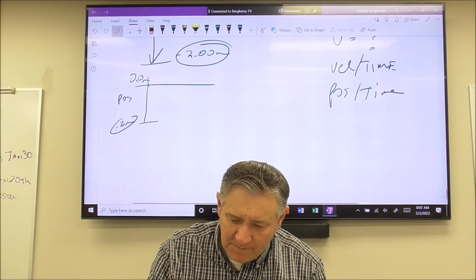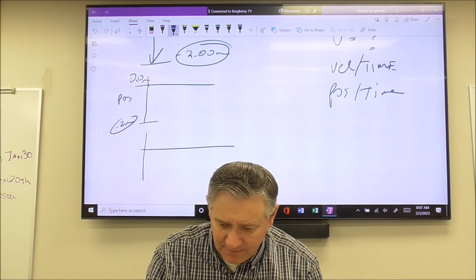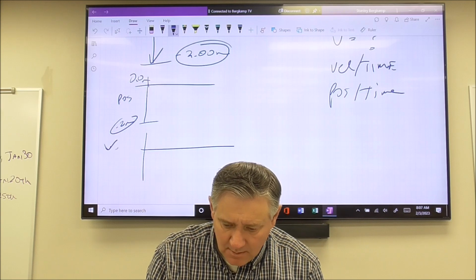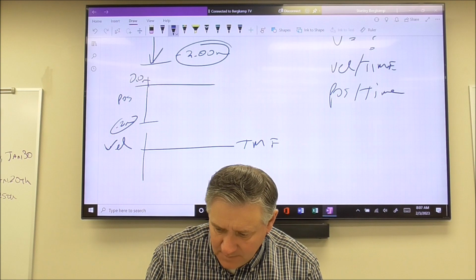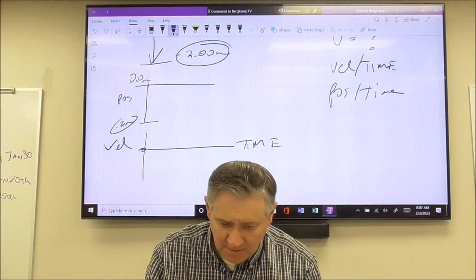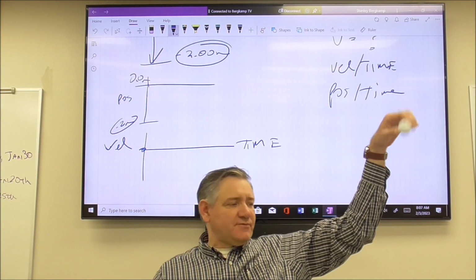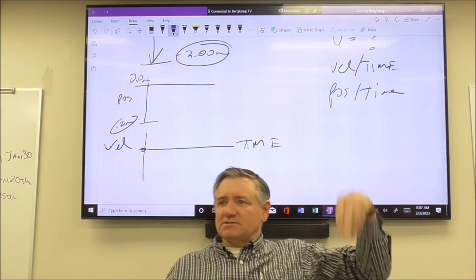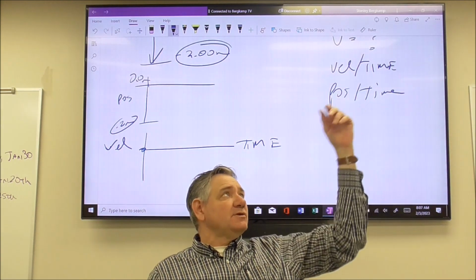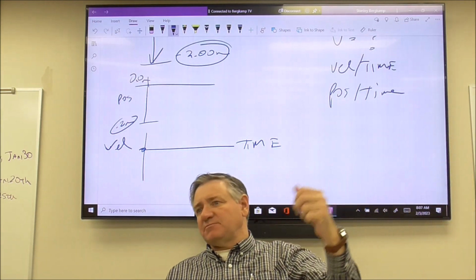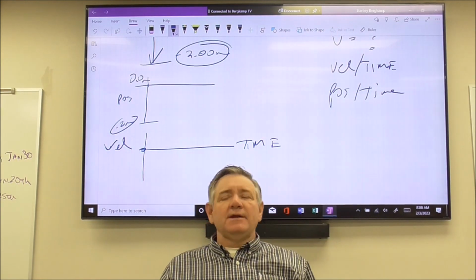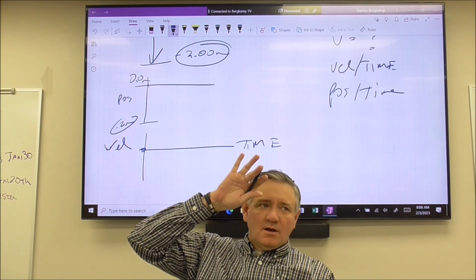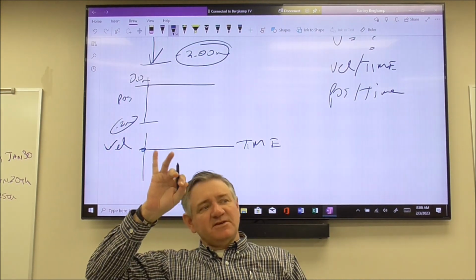Now, let's talk about the velocity time graph. Connor, where's my velocity time graph going to start? 0. I'm just going to drop it. If I threw it down, I would start with some negative velocity. If I threw it up in the air, I would start with some positive velocity. But I'm just going to drop it.